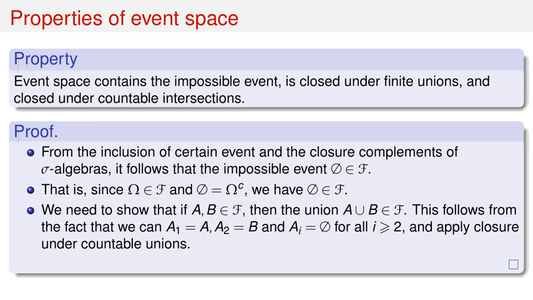Next, closure under finite unions. We need to show that if A and B are in script F, then their union A union B is also in script F. This follows from the closure under countable unions. We can define a sequence A1 equals A, A2 equals B, and A_i equals the empty set for all i greater than or equal to 3. Since the empty set is in script F, this is a countable sequence of sets from script F, and their union is A union B, which therefore must be in script F.